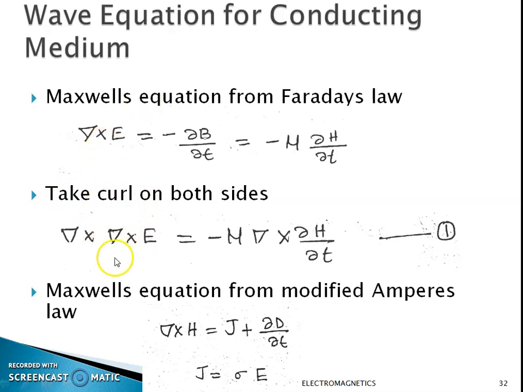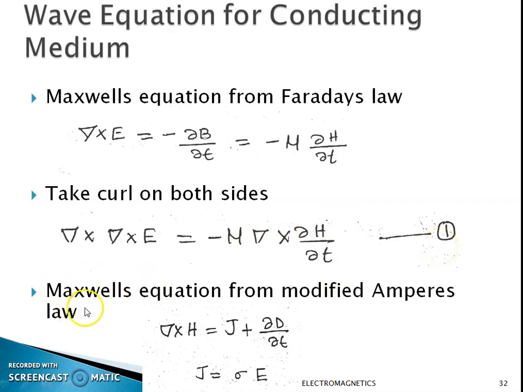So this relation becomes del cross del cross E, that is we put one del cross in front of this. That is del cross del cross E is equal to minus mu del cross dou H by dou T. Here mu is constant, so we put that in the front of this equation, that is minus mu into del cross dou H by dou T. Mark it as equation number 1.